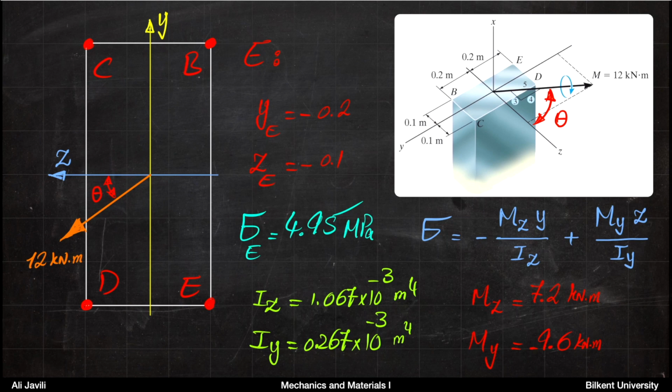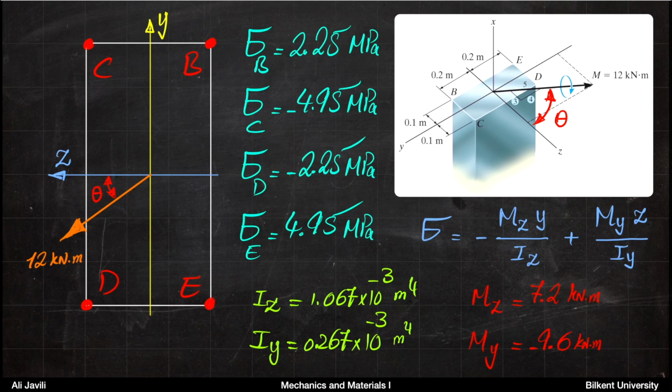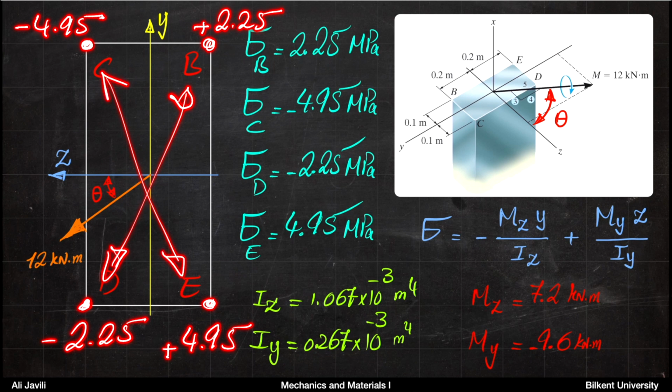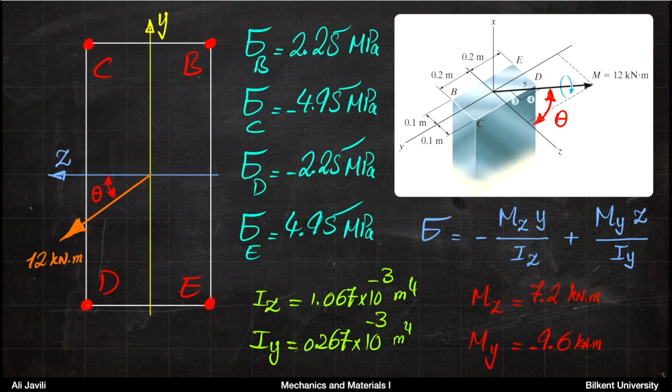So if you collect all of this in one slide, this is what we have. Basically at B, we have 2.25. At D, you have minus 2.25, which shall be compared with the values at E and C. So here you would have plus 4.95, and at C you would have minus 4.95. So this is what we discussed before. Basically, the corners would have opposite signs but similar values. All right, so this is the first thing you wanted to do. You were asked to calculate the stresses at each corner, and these are the numbers.